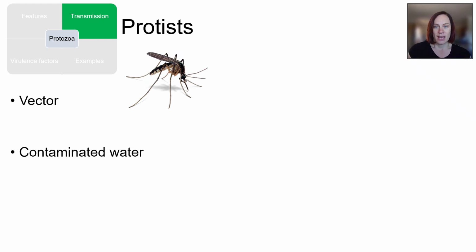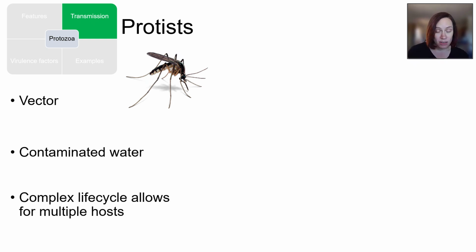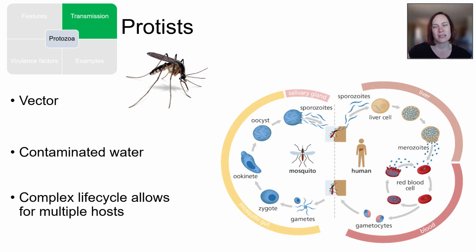You can also pick up protists through contaminated water, and interestingly, they have a really complex lifestyle that allows them to have multiple organism hosts throughout their time. So you might pick it up from a mosquito, but then it's going to live in you, but it has previously lived in that mosquito. So it can live in various organs and go through quite a lot of little changes in its life cycle.